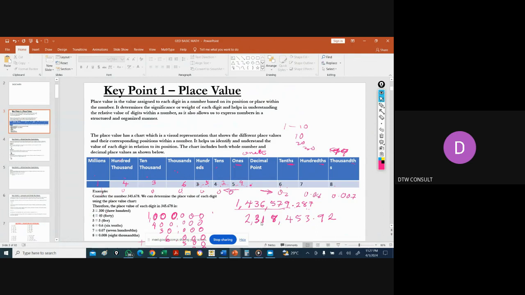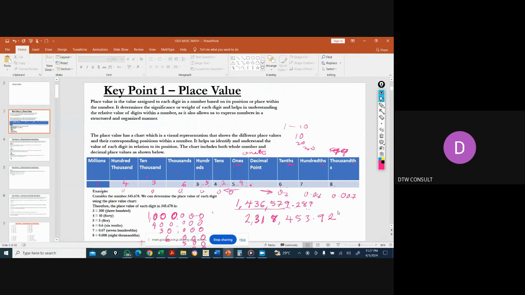Okay, good. So all I want is for each and everyone to know the value of each number. So the 2 here is 2 million. The 3 here is 100,000. The 1 is 10,000. The 8 here is just thousands. The 4 here is hundreds. 5 here is tens. And the 3 here is ones. Then you have the decimal. Then immediately after the decimal, the 9 here is your tenths. And the 2 here is your hundredths.